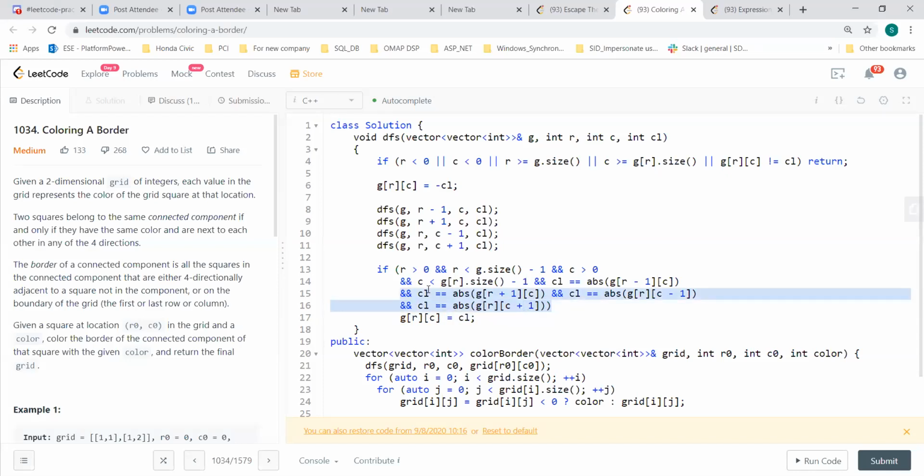Yeah, the 4 direct neighbors, right? Right, the 4 direct neighbors. Because all of its neighbors have the same color, it means it is inside and it's not the border. So I just restore it back.